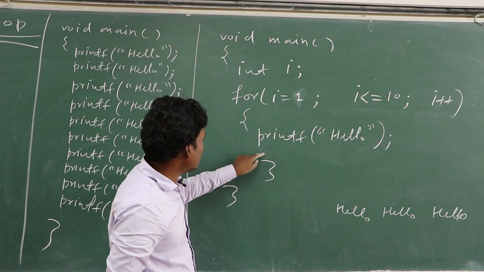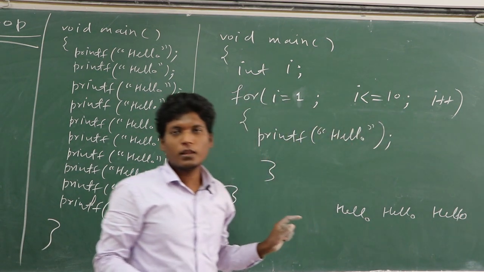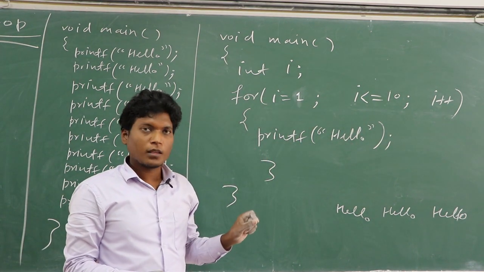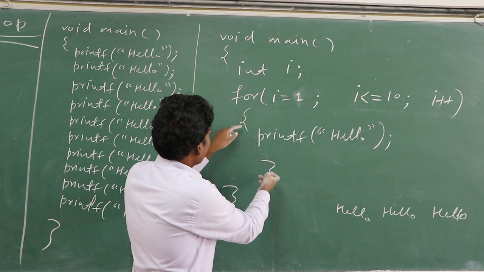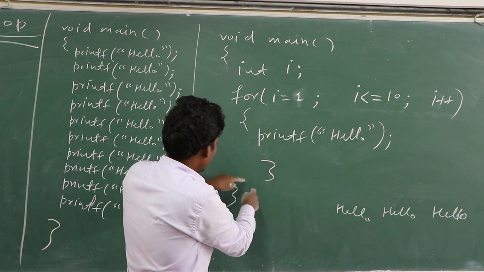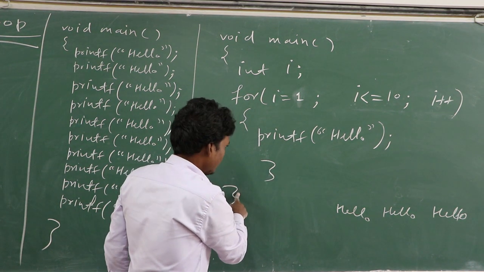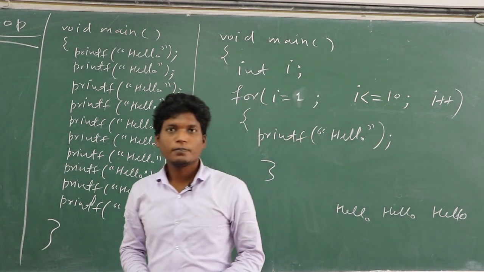When I becomes 11, is 11 less than or equal to 10? No. In this case this condition will fail. When this condition fails, control exits from this block, control exits from the loop, so control will be here. Now your output is hello 10 times.